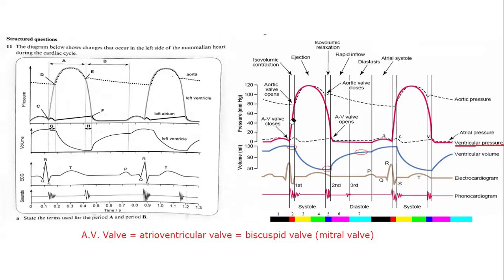So when the ventricular pressure gets bigger than the aortic pressure, what's going to happen to the aortic valve? The aortic valve would open. Very good. Now, when the aortic valve opens, obviously what's going to happen with the blood? The blood is going to be ejected, right? That's ejection. Ejection is going to happen because blood is now going into the aorta.